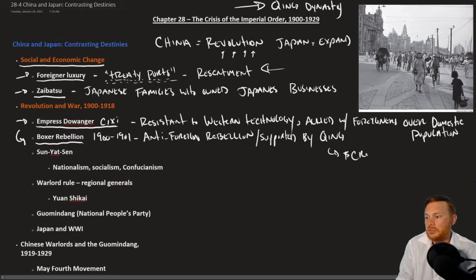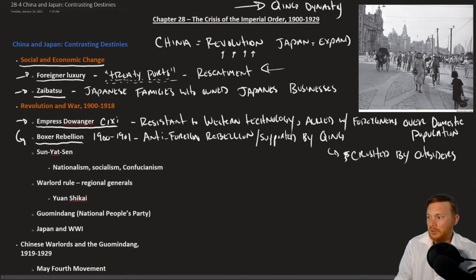This was crushed by, we'll say, outsiders. It was an international coalition of British, French, Russian, German, American, and Japanese troops that came in, put down the rebellion, and kept China in its position of being taken advantage of.